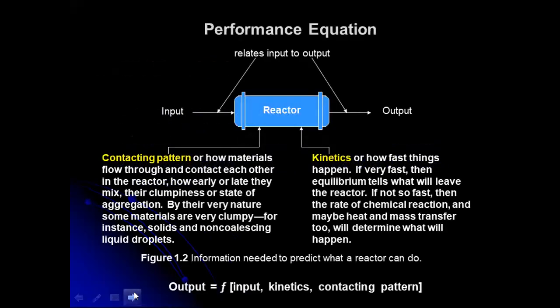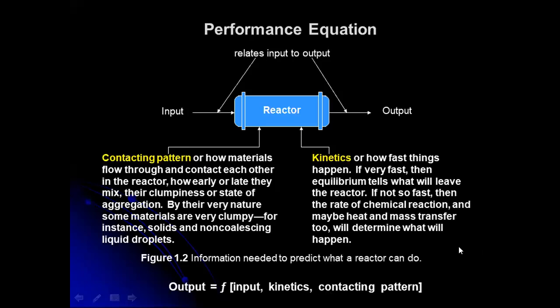Now, it's very important that you understand what a performance equation is. A performance equation simply is an equation which gives you a clear picture of the relationship between the output and the variables that it is dependent on. So the input variables, the kinetics, and the contacting pattern. This is the exact thing that you could also see in your textbook. When you speak of contacting pattern, this is how materials flow through and contact each other in the reactor.